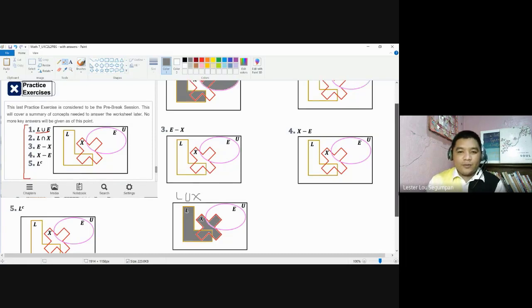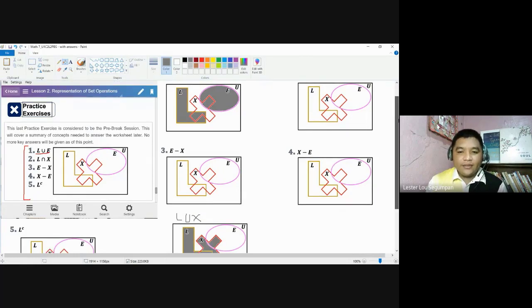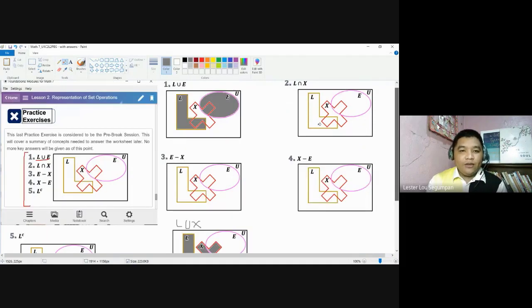So look at the difference between the two. In the first item, they are disjoint, but still we shade both of the sets. Here, they are joint, but still we shade both sets. This is for the union of sets.